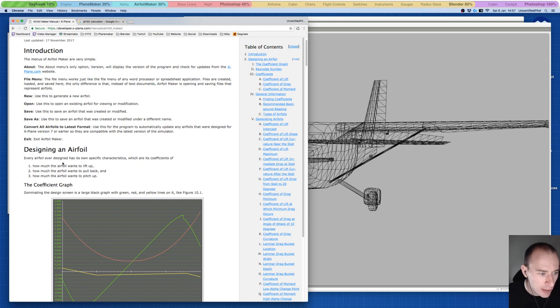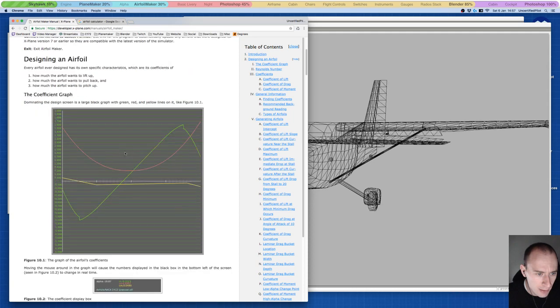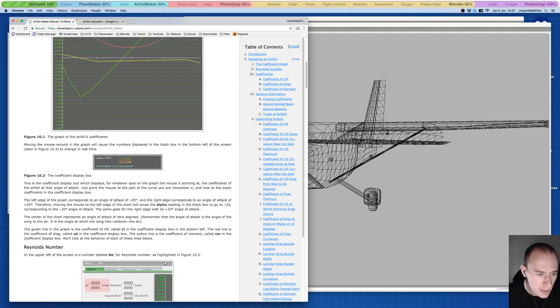Designing an airfoil. Every airfoil ever designed has its own specific characteristics, which are its coefficients of how much the airfoil wants to lift up, pull back or drag, and how much the airfoil wants to pitch up. Dominating the design screen is a large black graph with red and yellow lines. Yes, we already saw that. The left edge of the graph corresponds to an angle of attack of minus 20, and this is plus 20, so this is angle of attack. And based off those different angles of attack, we got different behavior of the airfoil.